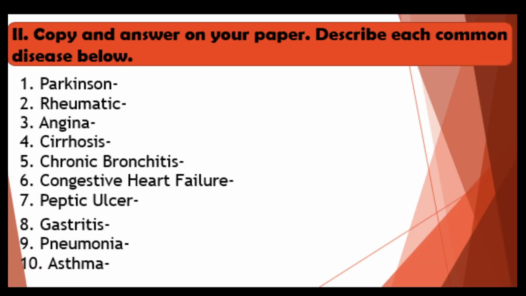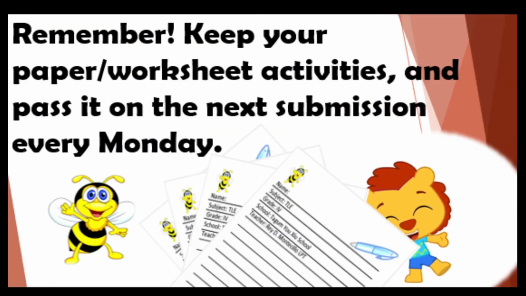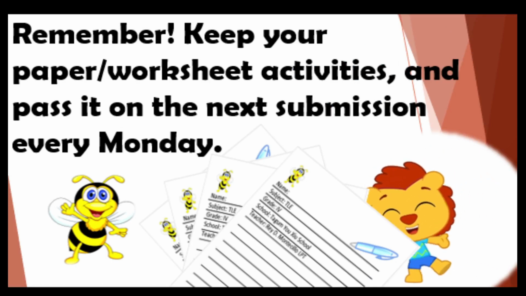For your test 2, just copy and answer on your paper. Describe each common disease below. You have to answer and describe from 1 up to 10. For your test 3, just enumerate some common diseases on your paper. From brain diseases, 1 up to 5, heart diseases, 1 up to 5, and illnesses of liver, 1 up to 5. Always remember class, just keep your paper or worksheet activities and pass it to the next submission every Monday.